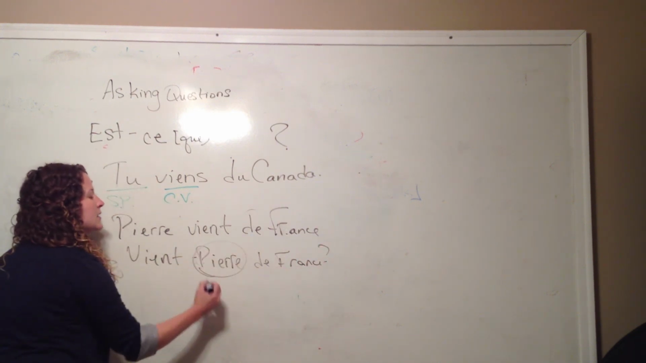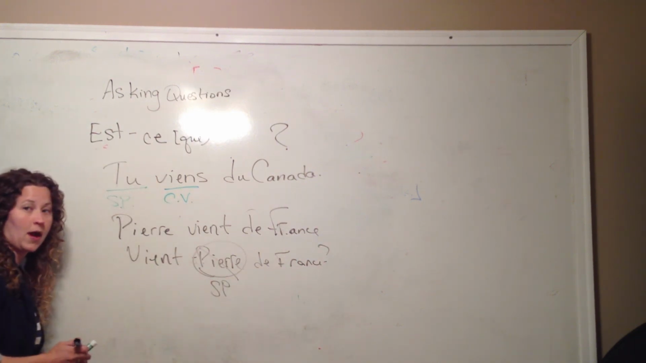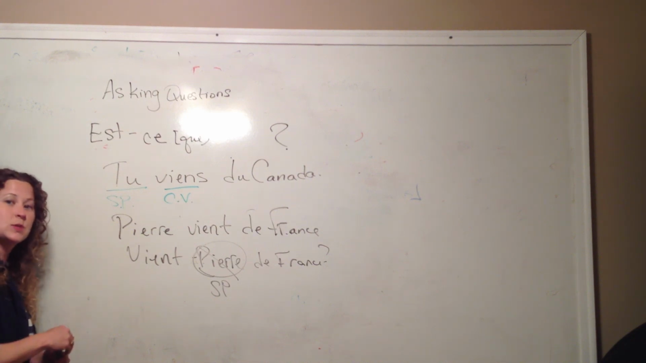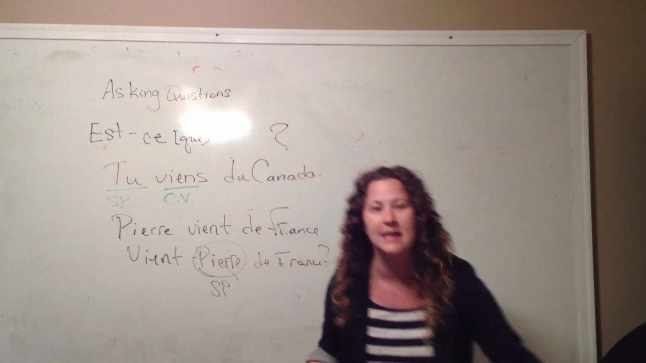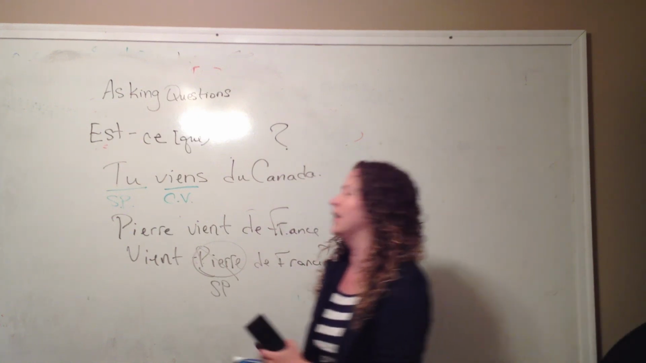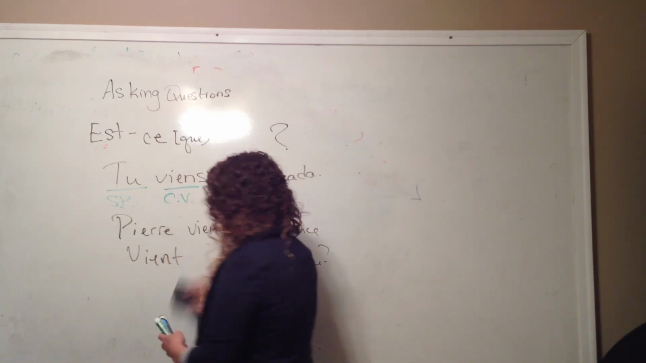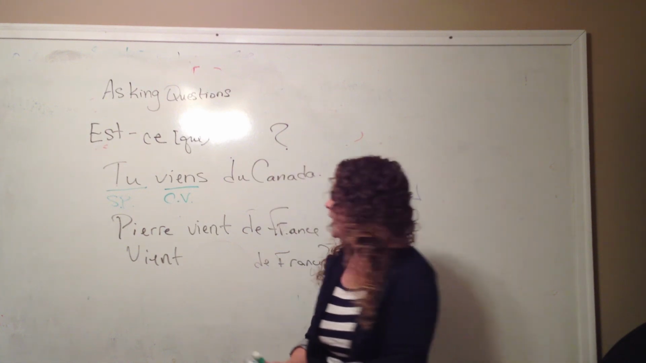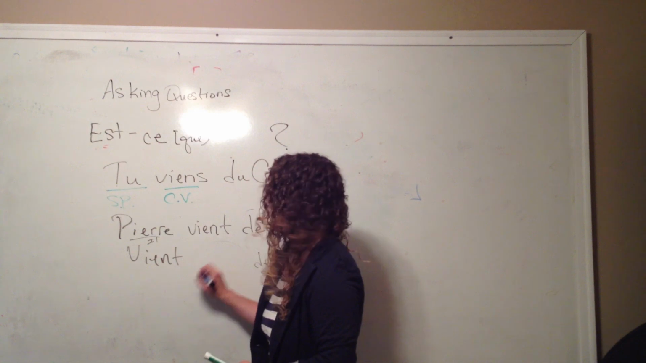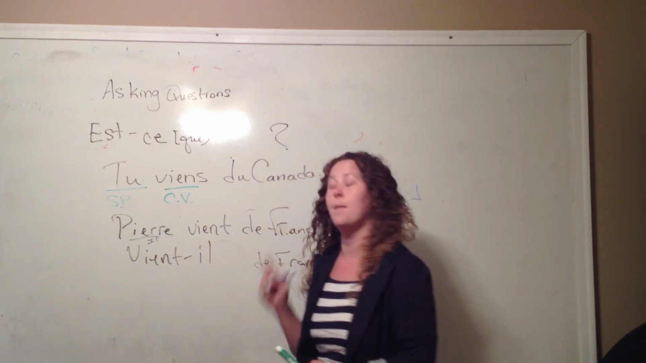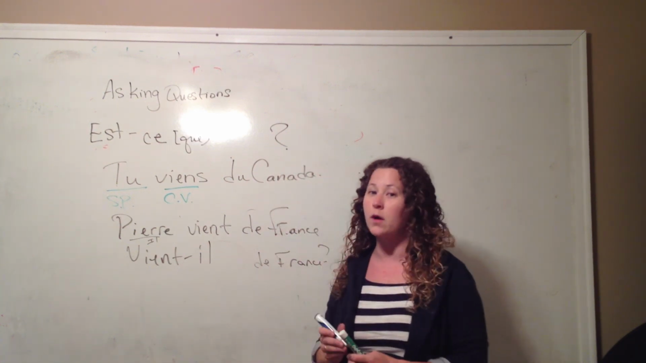You want to know why? Because Pierre is not a subject pronoun. I have to use a subject pronoun. So what could I replace Pierre with? Since it's a he, I'm going to say he. So now Pierre becomes il. And I can put il here, put my hyphen there, and that works.